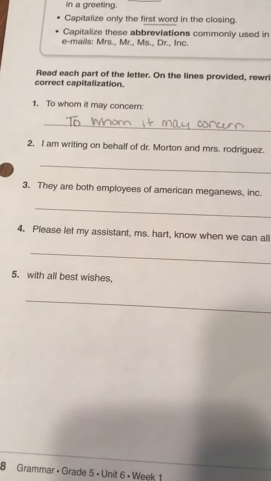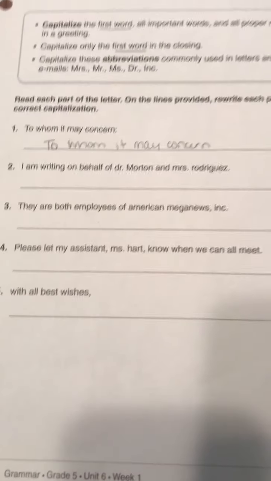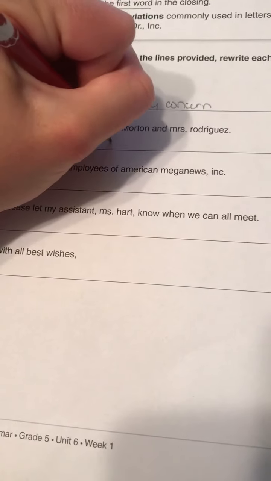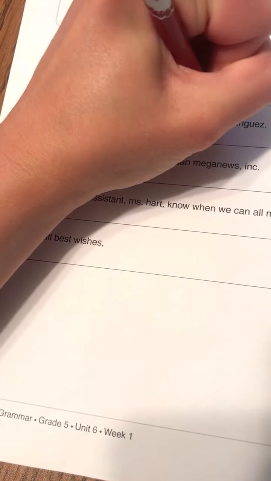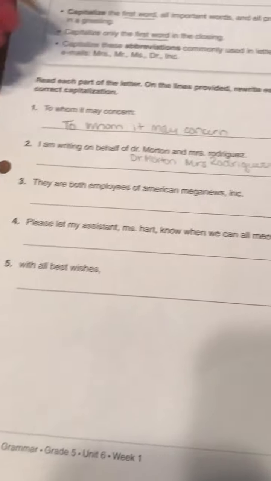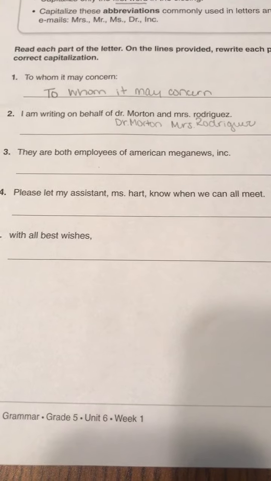Okay. Next one, I'm writing on behalf of Dr. Morton and Mrs. Rodriguez. Pay close attention to your abbreviations. They all need to be capitalized. So Dr., and you're rewriting this, remember, and Mrs. And then also these people's names. Morton, which it already is, but Rodriguez also needs to be capitalized. Okay? And don't forget to capitalize I because it's the start of the sentence. So go ahead and try those.